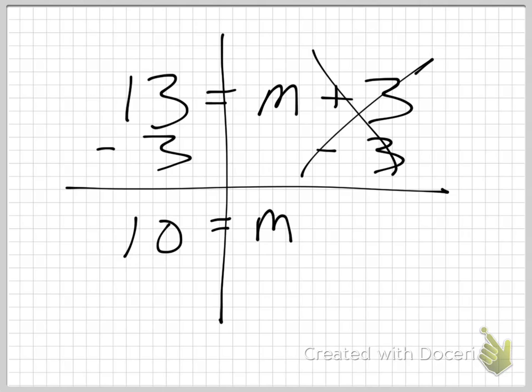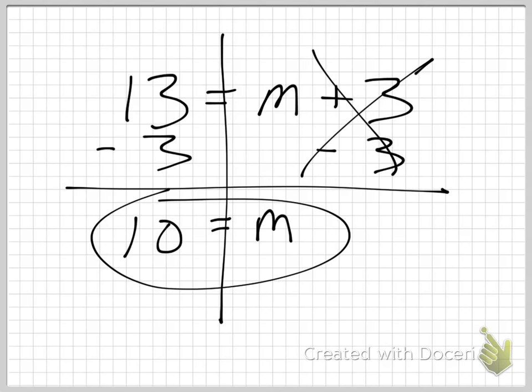If you want to leave it in your work column like this, I don't have a problem with that. Totally fine. When you write it in your answer column, how should you write it? M equals 10. Agreed? Do we all understand that? It's not that it's wrong if you put 10 equals m. It's just not perfectly written. It's not written the way I want it, at least.